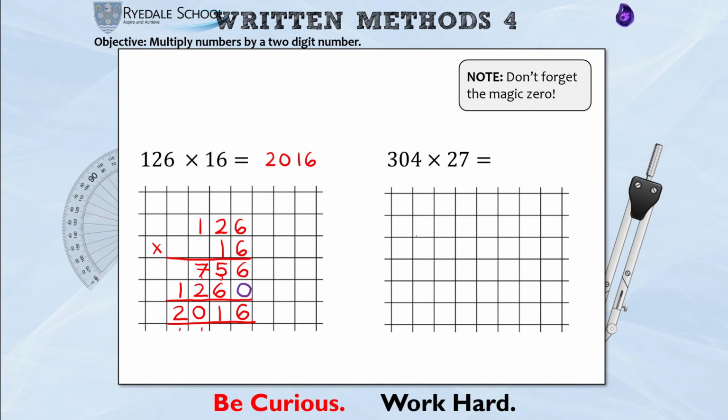Next, we've got 304 times 27. Now, what you could decide to do here is just pause the video for a moment and try and do this question independently. If you are feeling confident, then play the video, see if you get the same answer as me. If you're not feeling confident yet, let's do it together. So 304 times 27. You can see why you should be using your ruler. It's a little bit untidy there.